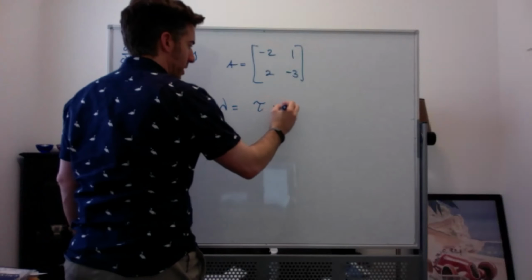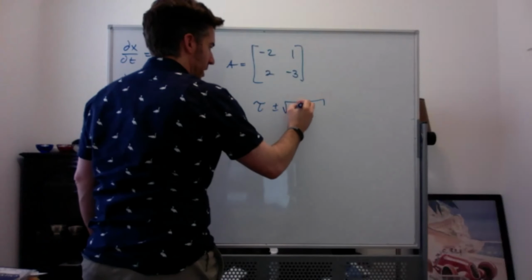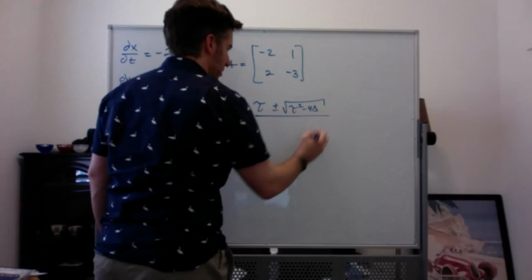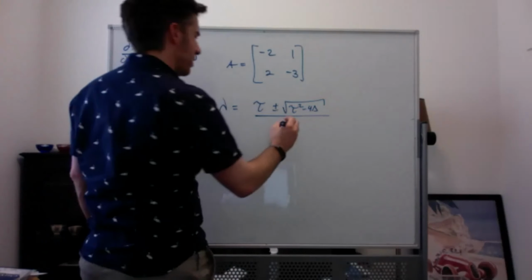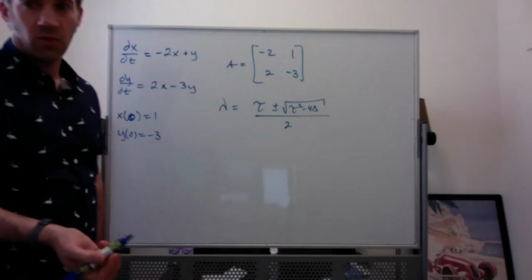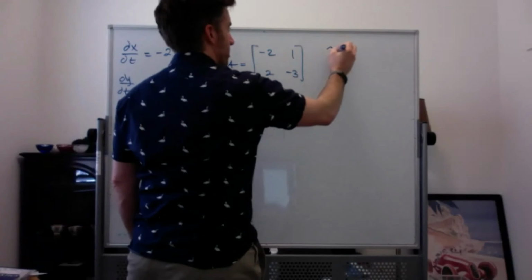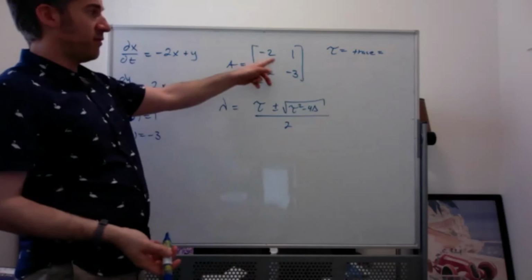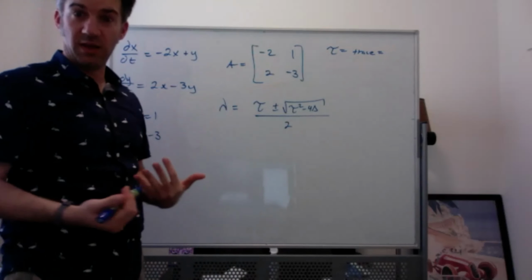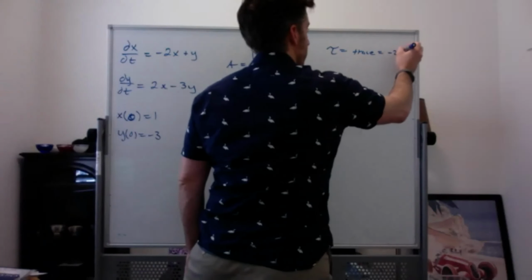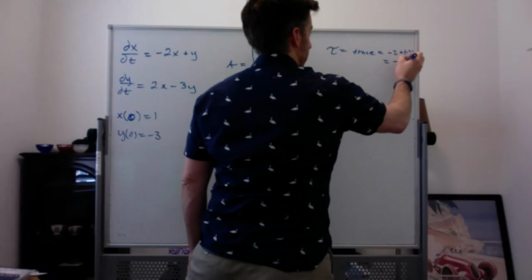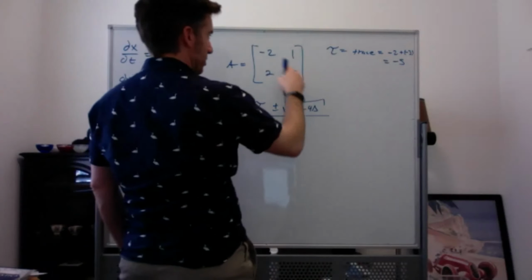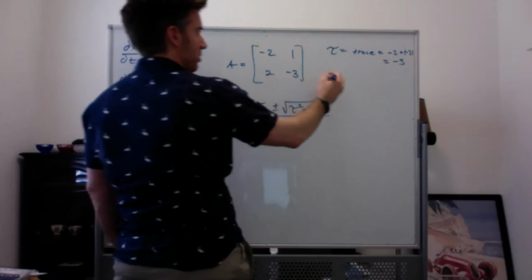tau plus or minus the square root of tau squared minus 4 delta, over 2. Where again, tau is the trace, which in this matrix is -2 plus -3. The trace is always the sum of the diagonals. So it's -5. And the delta is the determinant here. So the determinant is 6 minus 2.